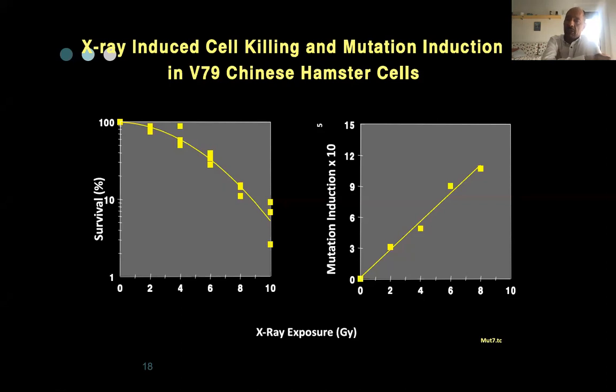As a matter of fact, let's try to compare chemicals and radiation in terms of the mutations. This is an example, V79 Chinese hamster cells. This is a typical cell-killing, cell survival experiment, and this is now a typical mutation induction experiment. Now, this is not necessarily linear. There can be a curvature here, but there are only a few points. For our argument, that's good enough. It looks like linear, but it's not necessarily linear.